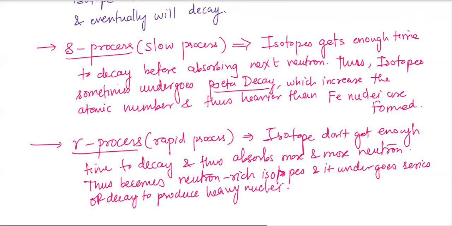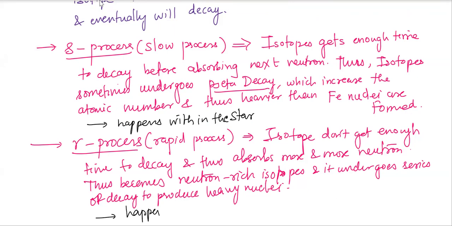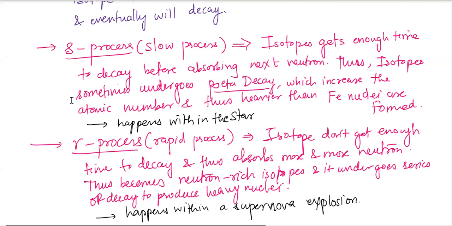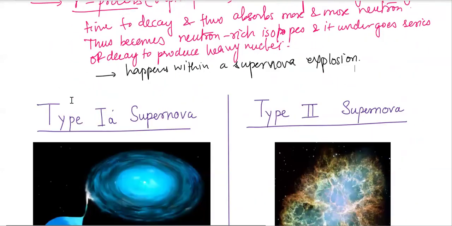Usually, the S process often happens within a star, while the R process is a quick process that happens within a supernova explosion. Okay, so these are the two processes of nucleosynthesis that we should remember.